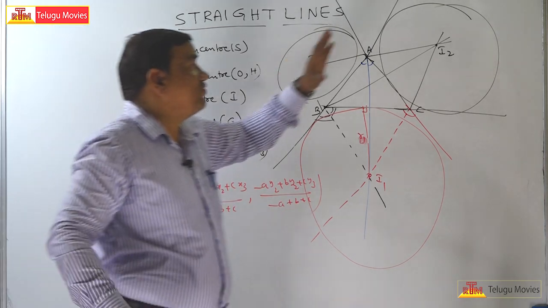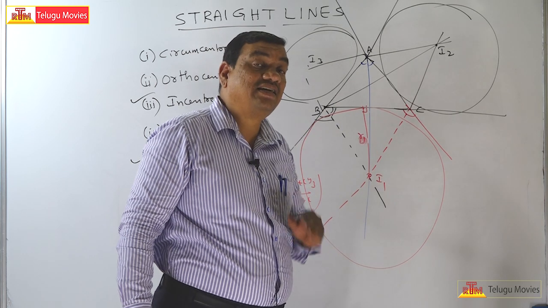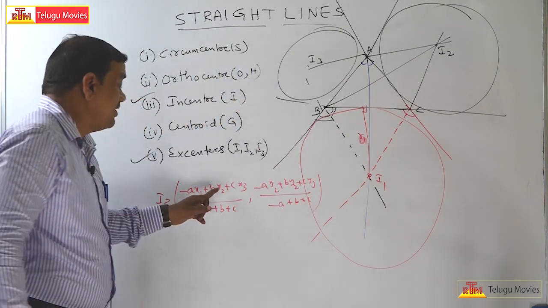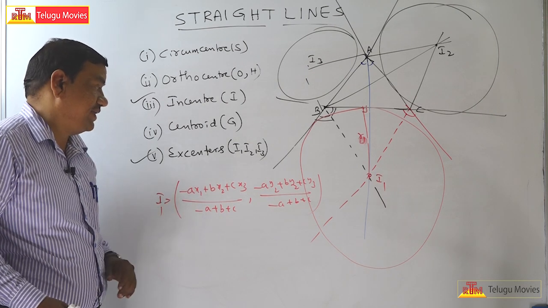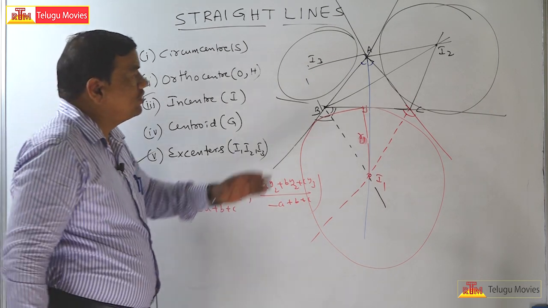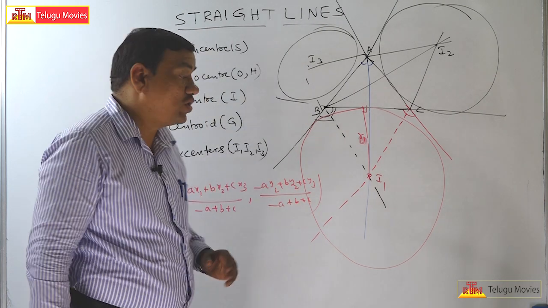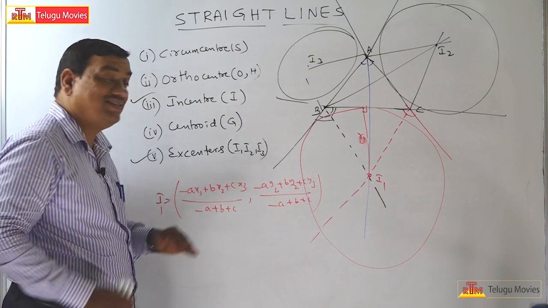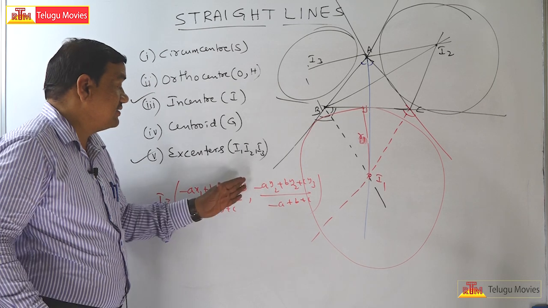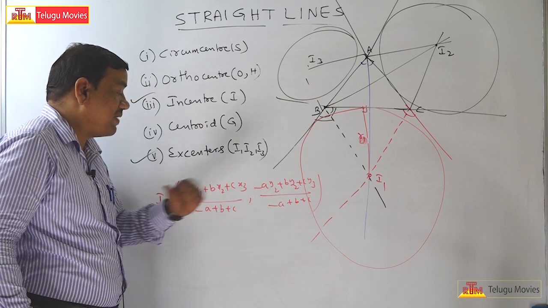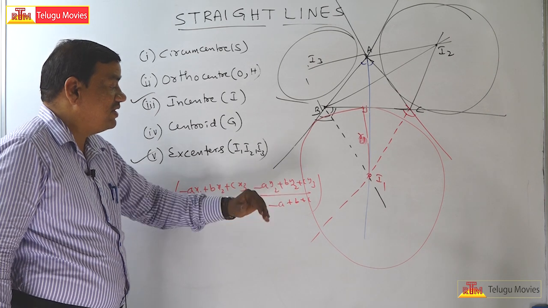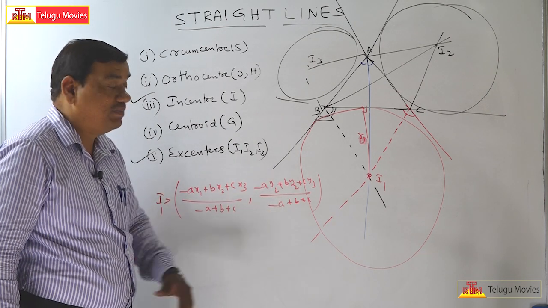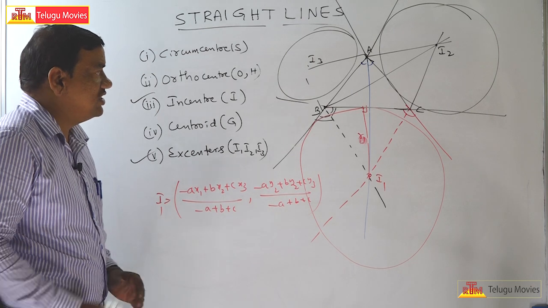If you want to find the excenter I2, just keep the x2 coefficient, that is plus B, as minus B. If you want to find the excenter I3, just keep here minus C. That means A x1 plus B x2 minus C x3 by A plus B minus C, and here A y1 plus B y2 minus C y3 by A plus B minus C. Okay? So this is the excenter.